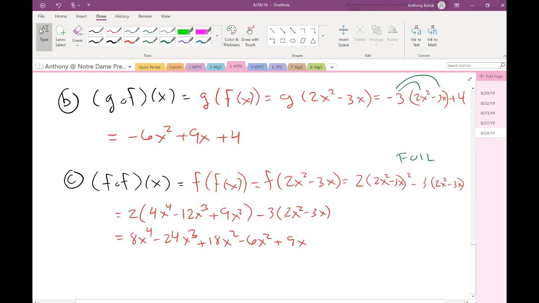And when I combine this together, 8x to the fourth minus 24x cubed plus 12x squared plus 9x. Whew. That was an irritating problem. A lot of symbol pushing there, right?